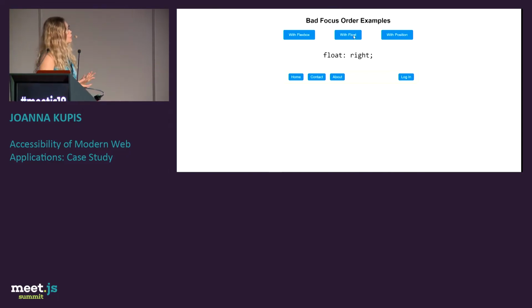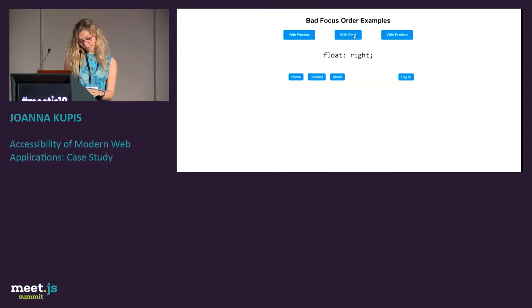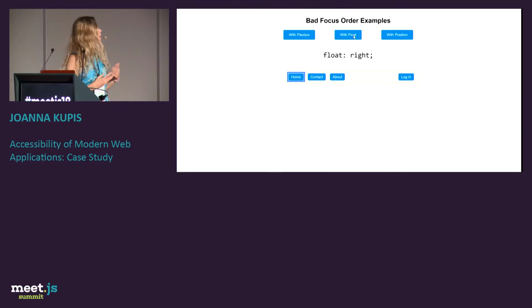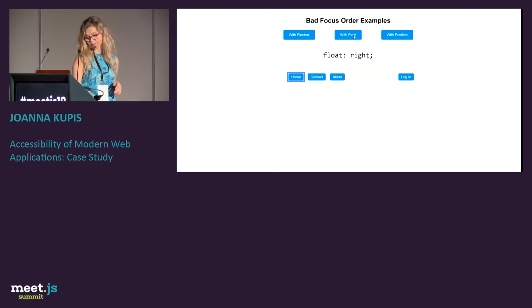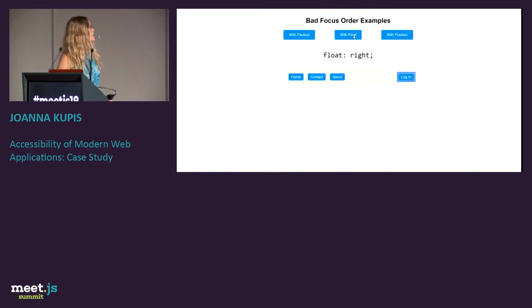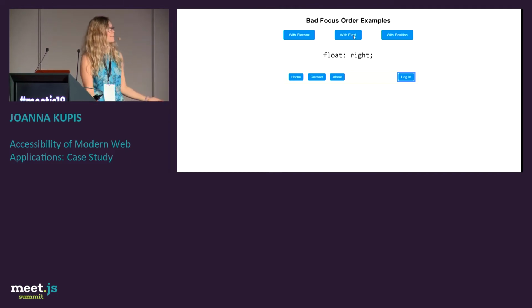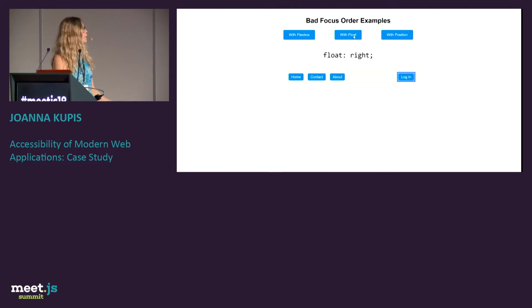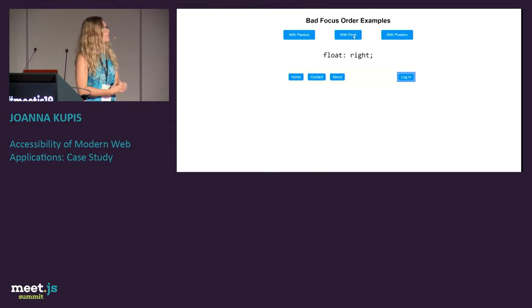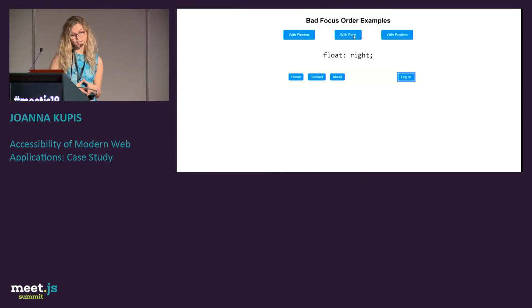So here also we use float: right, and as you probably already guessed what happens, we have home as the first element, and then boom, there is login. And for us it's confusing, but for someone who cannot see the content, for example, it's even more confusing. It's jumping all over, reading some stuff not really connected to each other because of the way our web page is designed.